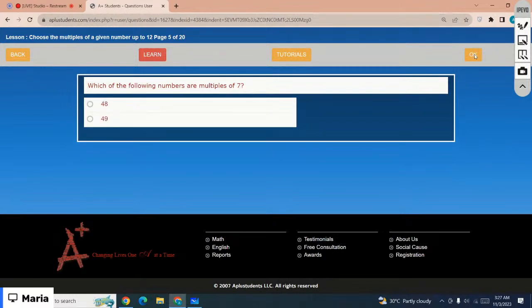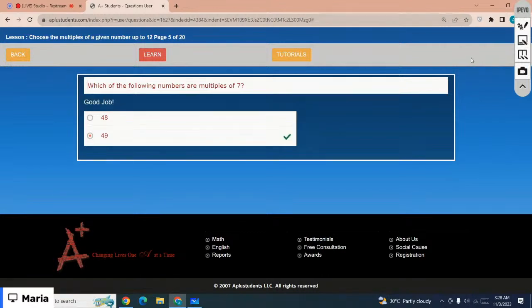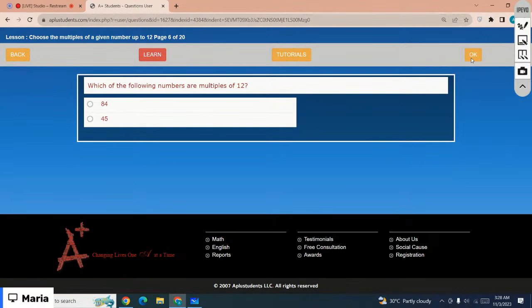Okay, which of the following numbers are multiples of 7? Which is the correct option? 48 or 49. Which option is the correct one? The correct option, very good, is 49. 7 times 7 is 49. So 49 is the multiple of 7. Which of the following numbers are multiples of 12, 84 or 45? Which is the correct option?